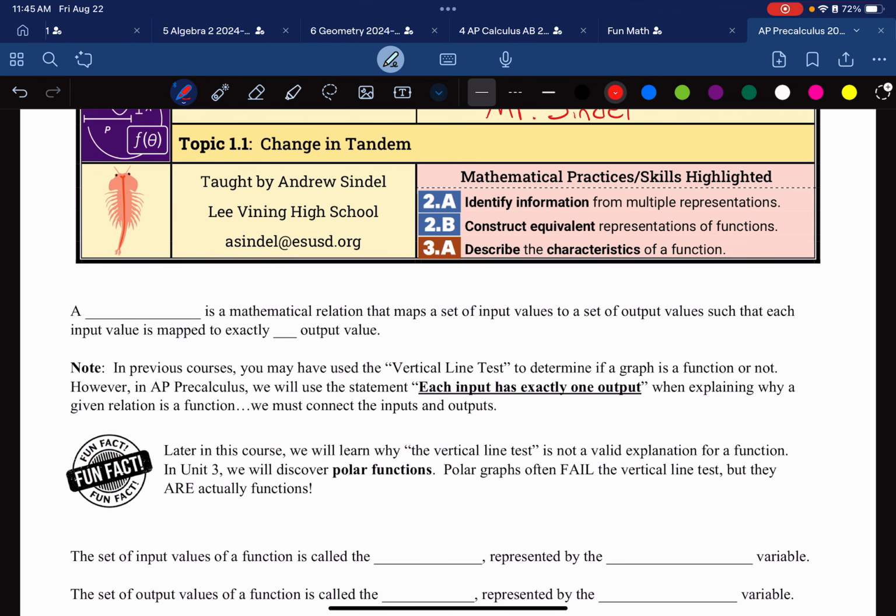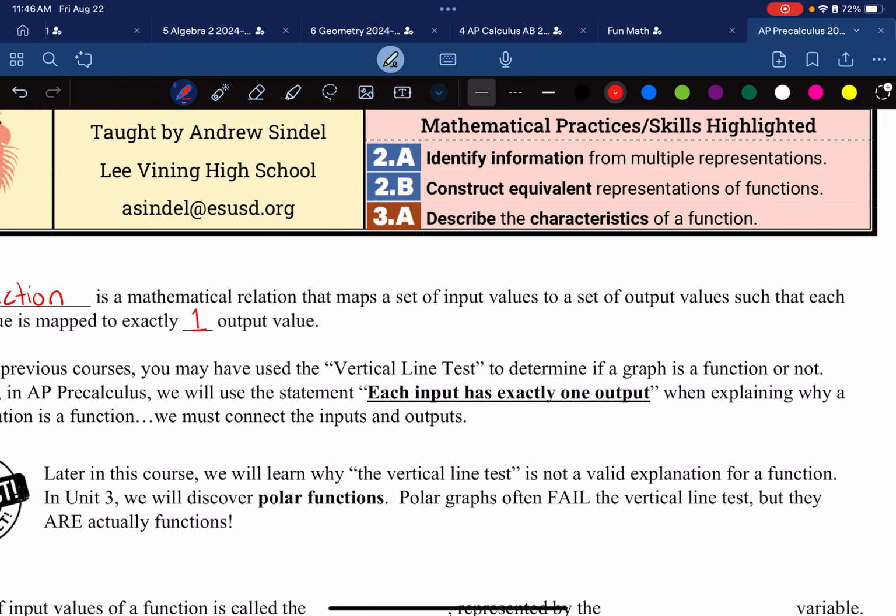First of all, we have a function that maps between input and output values such that each and every input value is mapped onto exactly one and only one output value. So what does that mean? Graphically, I think is the easiest way to see this.